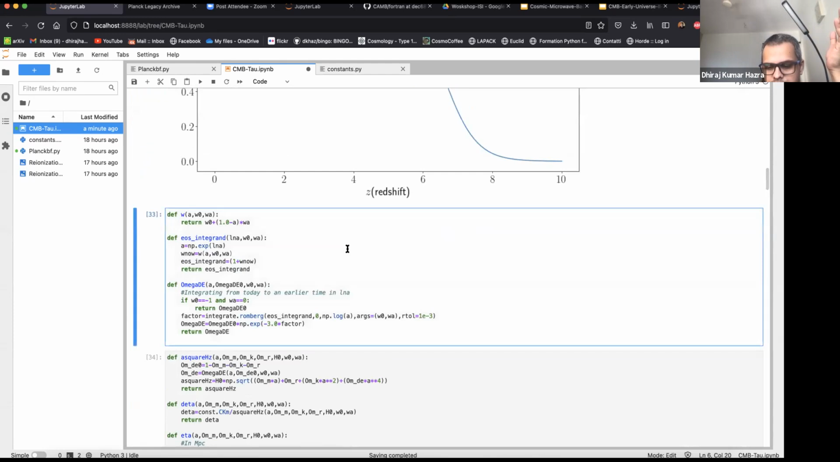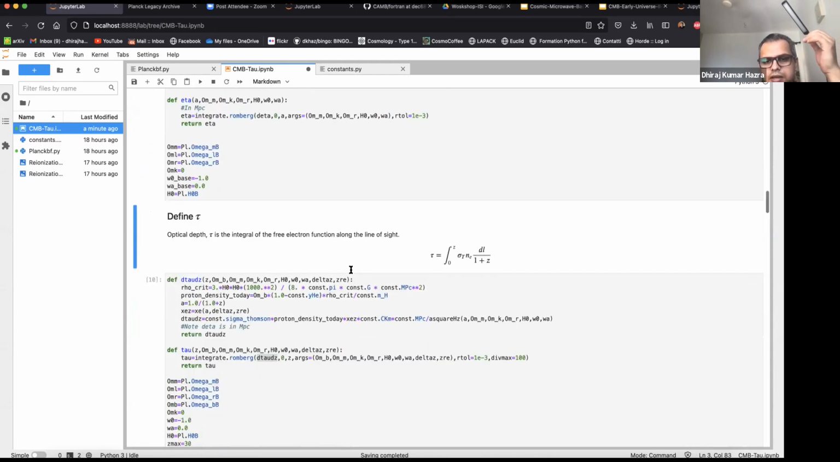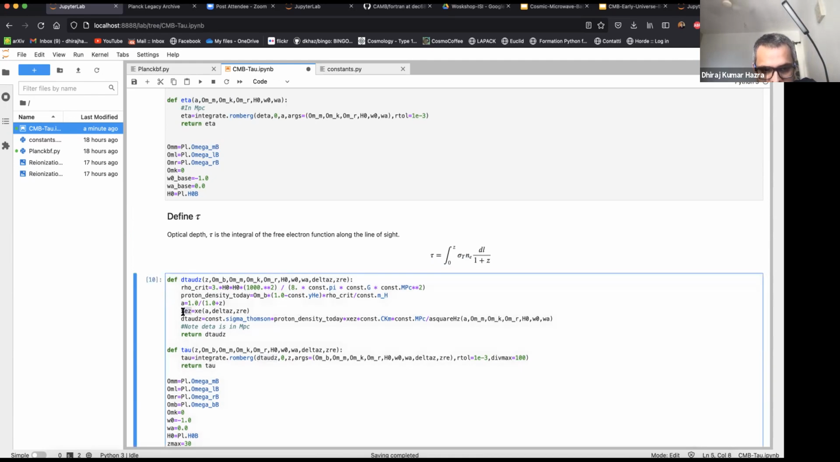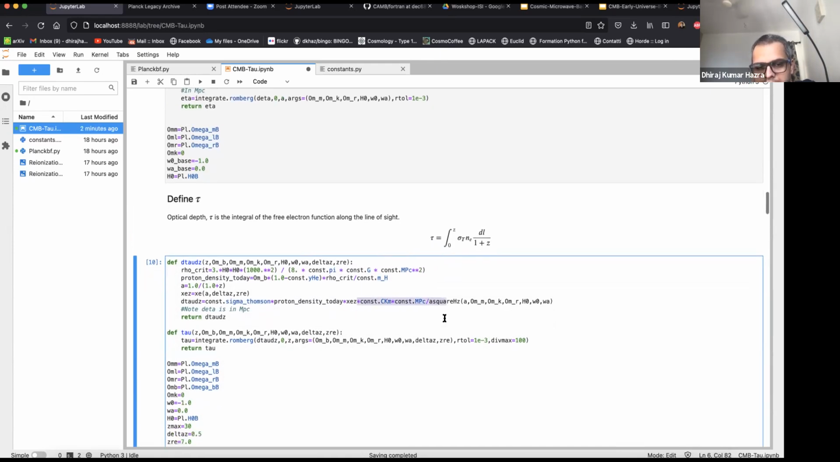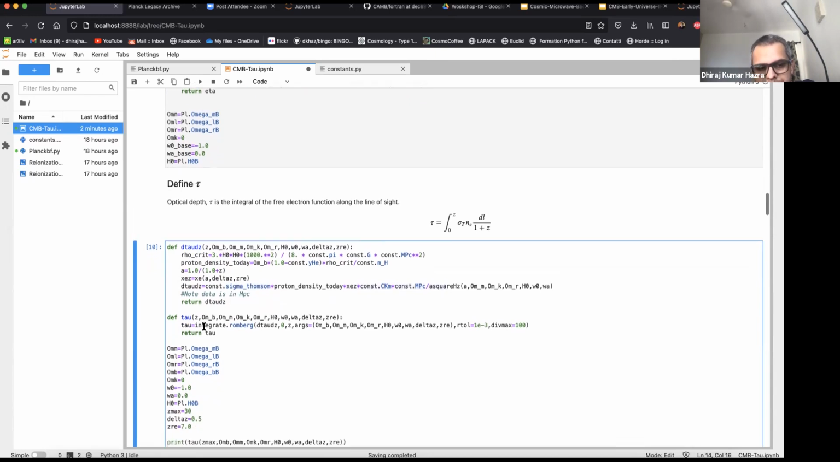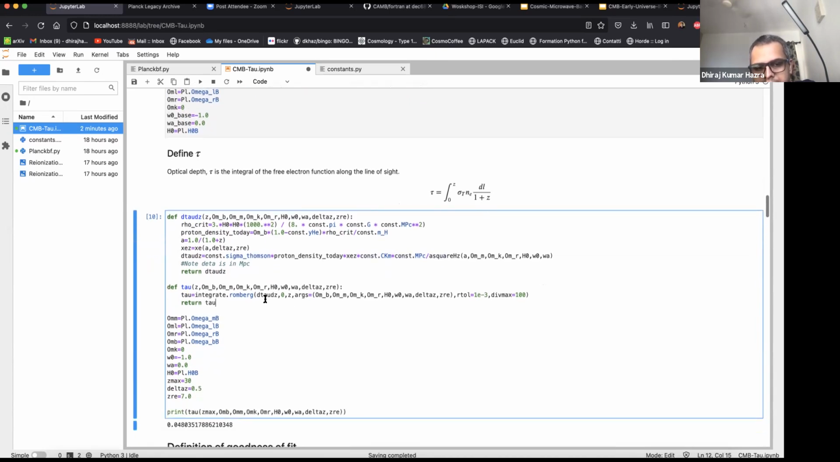Okay, so let me just compile it here. Sigma_T times n_e, the electron number density, can be obtained from the electron fraction. So the proton density today, as you can see here, what I'm doing is XE(z) times the proton density today. I'm multiplying that by sigma Thomson, the scattering cross section. I'm then changing the kilometer megaparsec to one particular unit, and then I am integrating that, integrate Romberg, to get d tau dz.